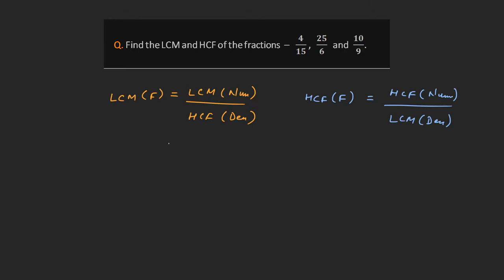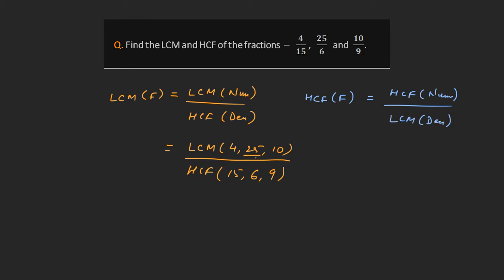So for the LCM, we have the LCM of 4, 25, and 10 over the HCF of 15, 6, and 9. Now, can you find these quickly without having to use pen or paper? It should not be too difficult. You know what? For this one question, let me quickly show you how we can find the LCM and HCF here. For the LCM, we go through the multiples of the largest number, 25.